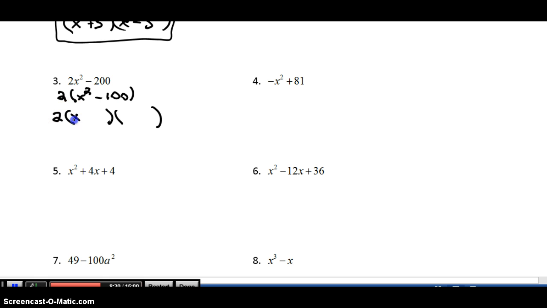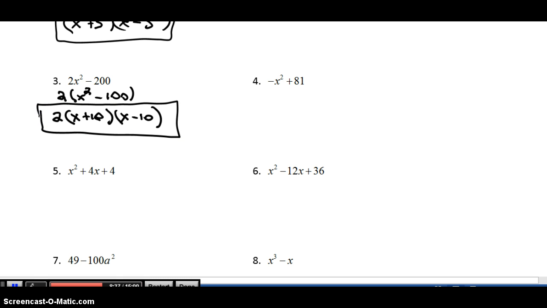And the only way that's going to work is if one of them is plus 10, which is the square root of 100, and if the other one is minus 10. All right? Because in this case, the middle will cancel because they're opposite signs. And that's factored completely. All right, so we'll box it up.